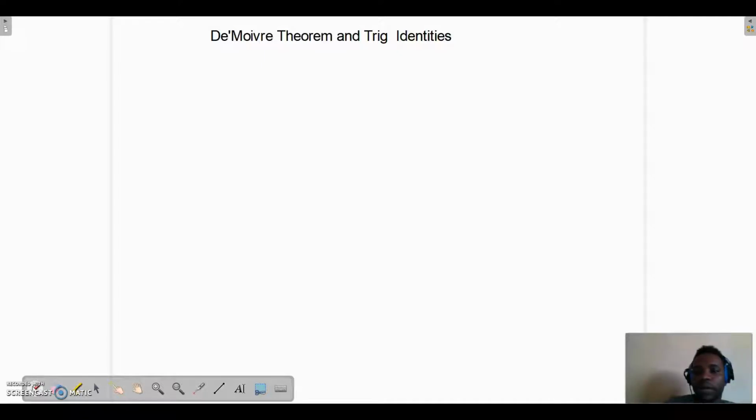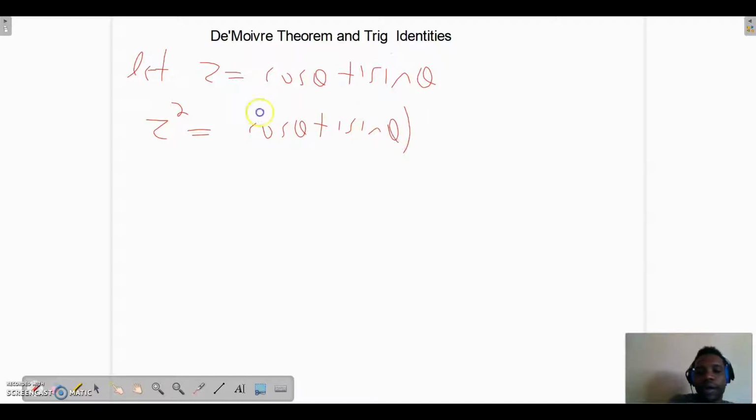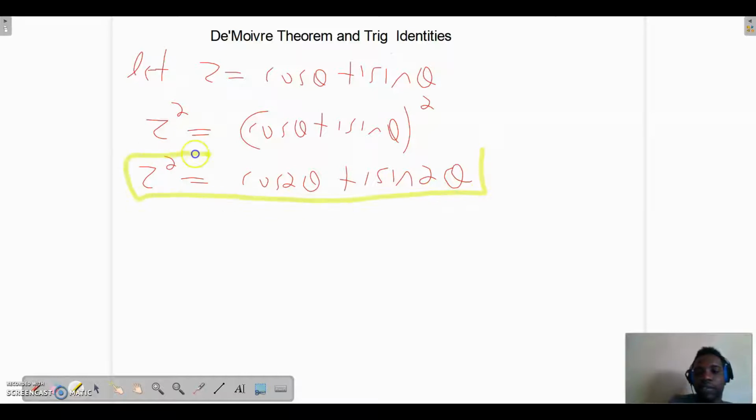Now, according to De Moivre's theorem, let us say let z equal to cos theta plus i sine theta. We know that if we, for instance, were to take z and square it, so z squared, this would be equal to cos theta plus i sine theta all squared. Now, according to De Moivre's theorem, z squared would be equal to cos 2 theta plus i sine 2 theta. Alright, let me just highlight this right here and keep it right here.